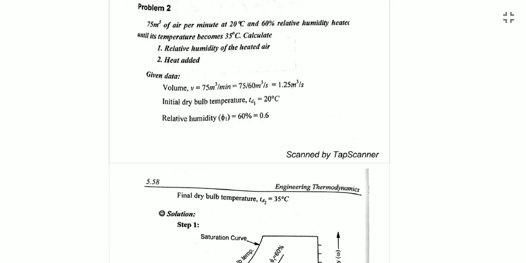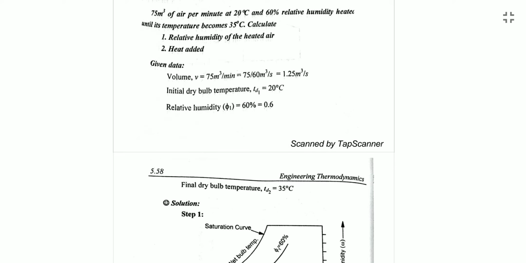Let us solve another problem here. 75 meter cube of air per minute at 20 degrees centigrade and 60% relative humidity is heated until the temperature becomes 35 degrees centigrade. This is also a sensible heating process. The initial condition is given, 20 degrees and 60%. Here 75 meter cube per minute, so the flow rate is also given in the question. And the final temperature is 35 degrees centigrade.